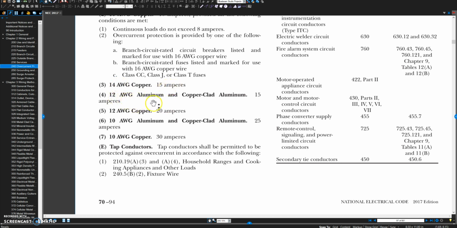For number 12, we'll skip aluminum. Number 12 copper, largest breaker is a 20 amp. For number 10 copper, largest breaker is a 30. Those are 3 values you've got to commit to memory. A 14 gauge is good for 15 amps. 12 gauge is good for 20 amps. 10 gauge good for 30.